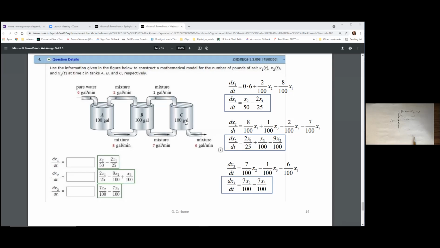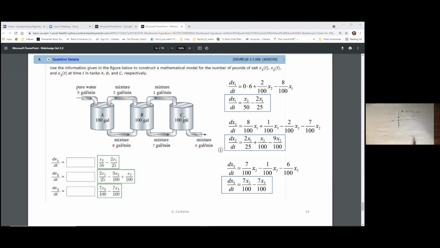And then for tank C, what's happening with tank C? Let me take a look at the exam for a second. Yeah, it's the same. In other words, I didn't make 150 gallons and one, they're all 100 gallons. The problem is a little bit different, but not much. Like I said, if you understand this, you'll be able to do the one that's on the exam.